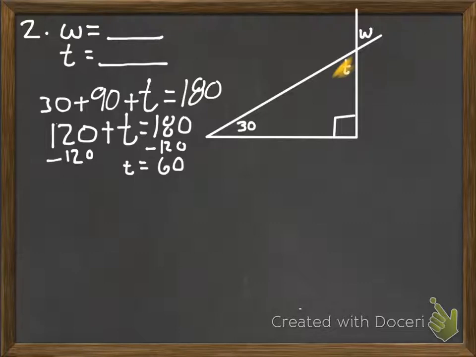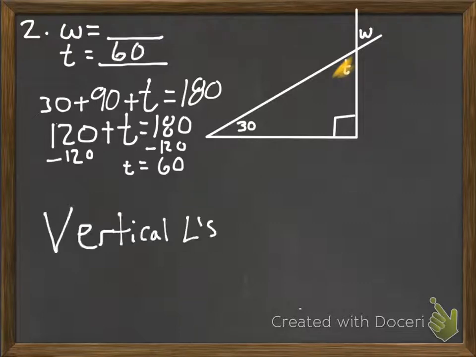So my next question for you is, actually, we know t is 60, so now my next question for you is, what's the relationship between t and w? How are t and w related? Alright, if you said they're vertical angles, you're correct. And what you need to know about vertical angles is vertical angles are congruent. So therefore, if t is 60, w is 60. Alright, so on to the next question.